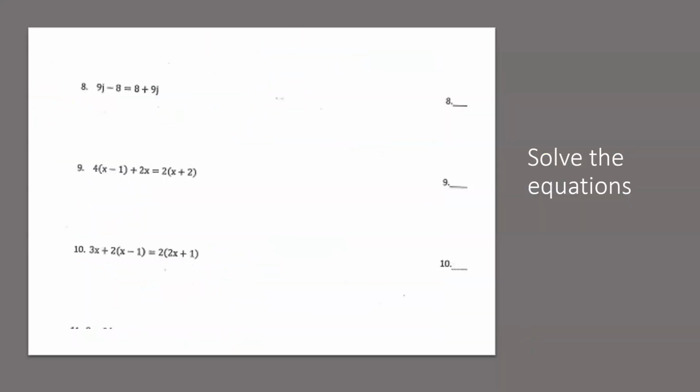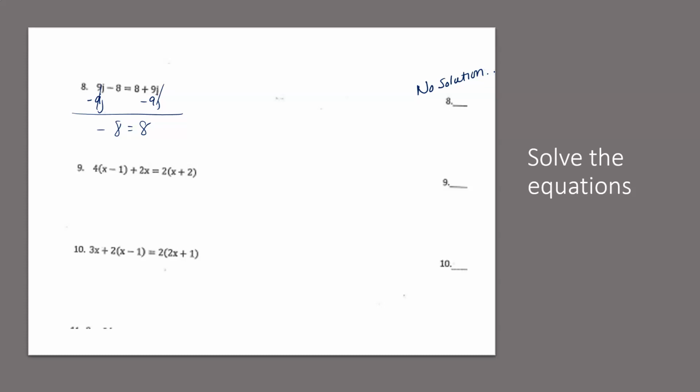All right, moving on along. Number 8. So if I try to get the variables to both sides by subtracting 9j from both sides, I have negative 8 equals 8, and they're not equal, so this is no solution.